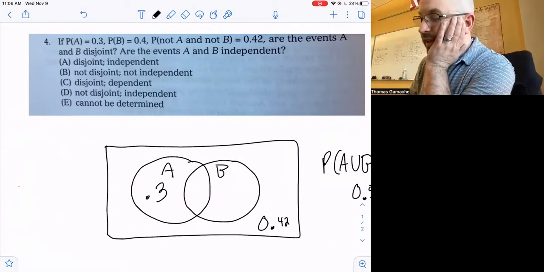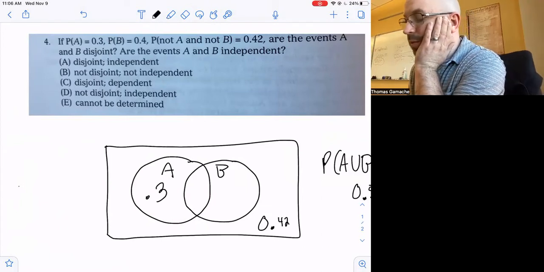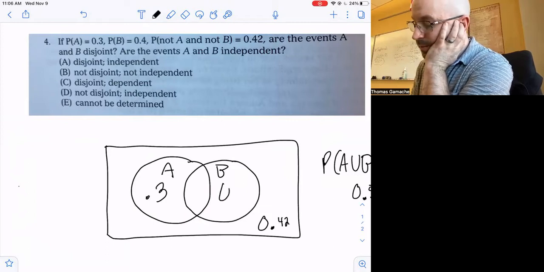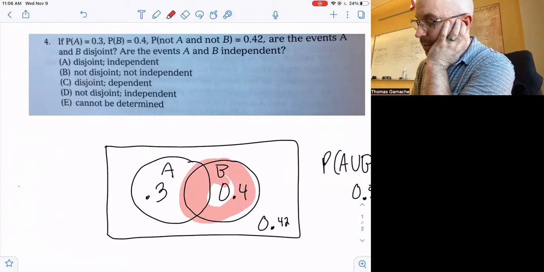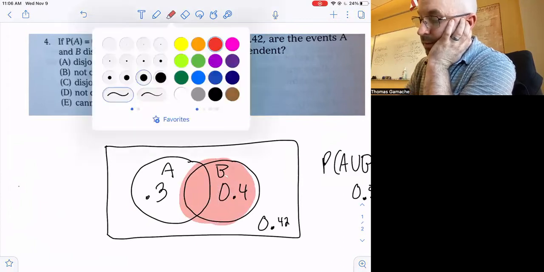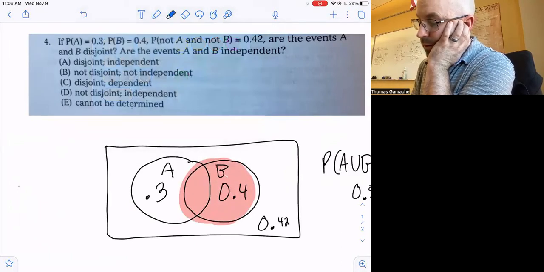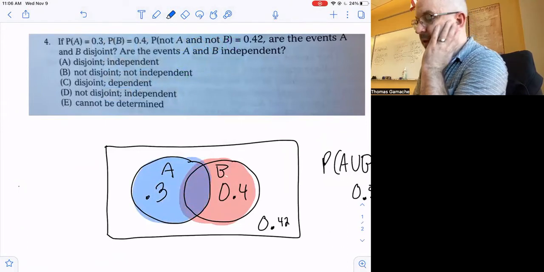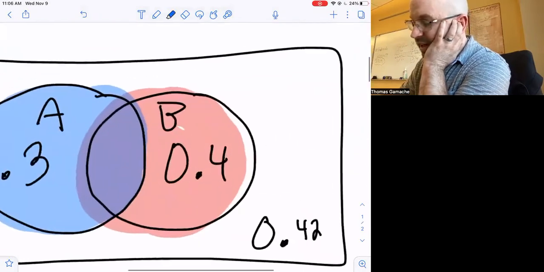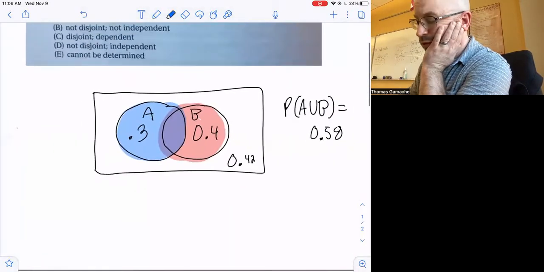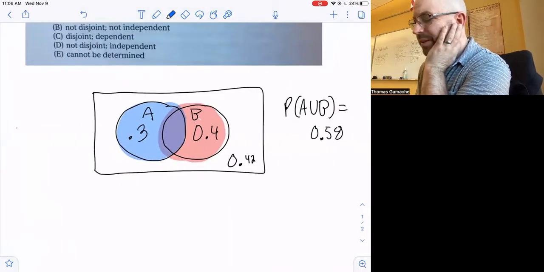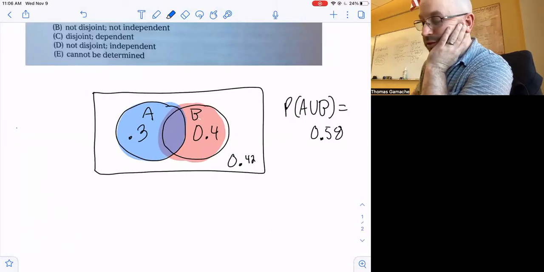So now, it's telling me probability of A is 0.3, probability of B is 0.4. That's telling me everything in here is supposed to add up to 0.4. Probability of everything in here is supposed to add up to 0.3. And you'll notice that I'm getting some overlap here. Notice how I colored something twice in the middle? That's telling me something's getting counted twice. So right now, I'm doing the probability of A plus the probability of B.